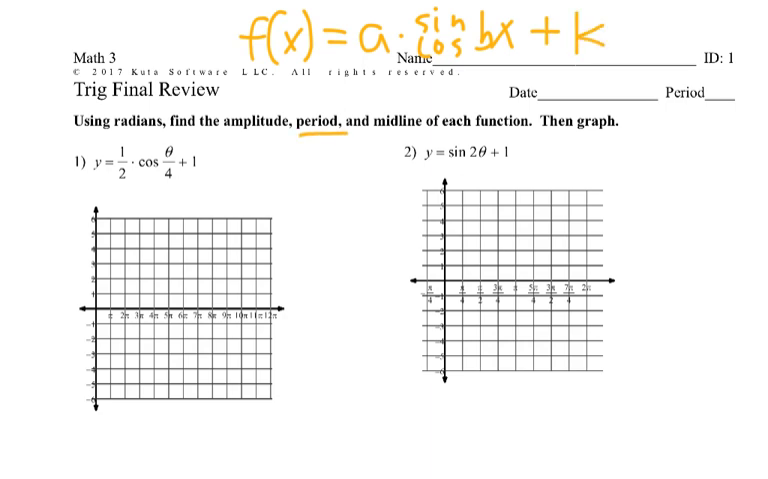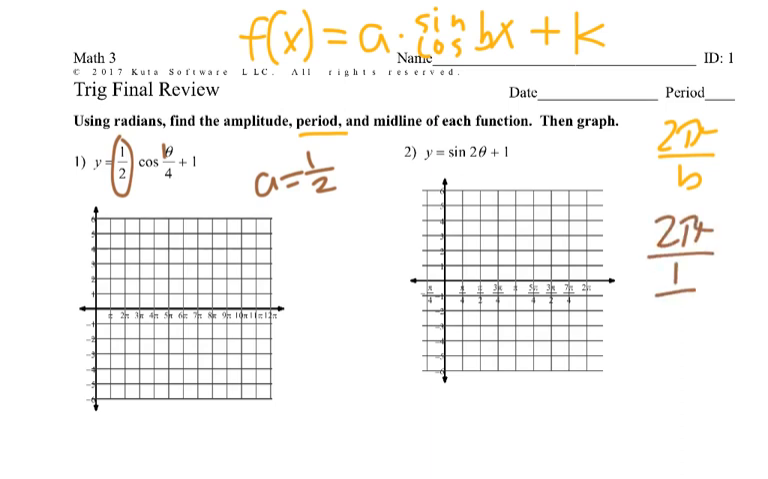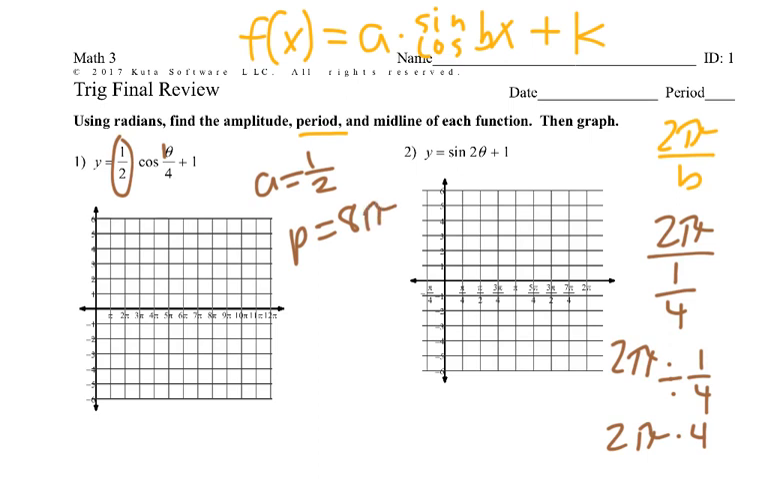Now, to find the period, it is 2 pi divided by b. So, for number 1, I have an amplitude of 1/2. My normal amplitude is 1. This would be like 1 over 4, so I'd go 2 pi, not 2b, divided by 1 over 4, which we flip and multiply, would be 4 over 1. So basically, our period is 8 pi. Remember, the period is how long it takes to repeat itself.